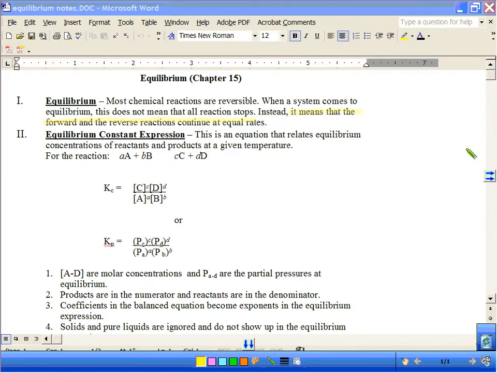Equilibrium means that the forward reaction and the reverse reaction are taking place at the same rate. Now, you don't have the same amounts, it's the same rate. And it does relate to kinetics, which is chapter 14. A rate, again, is how fast the reaction's going. So we actually have a double arrow going on.